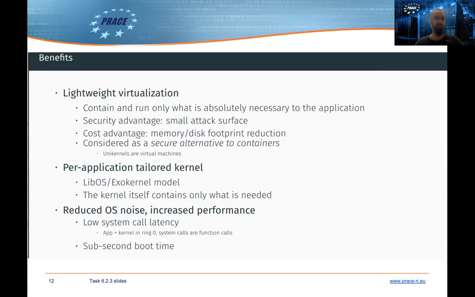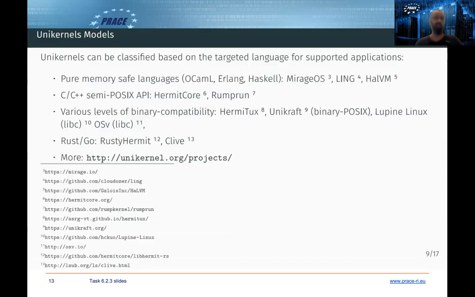There are a lot of benefits. Lightweight virtualization contains only what is necessary, a per-application tailored kernel, and reduced OS noise and increased performance by reducing system calls. There are several types of Uni kernels, pure memory safe languages, C or C++ if you want to do some development, various levels of binary, and Rust or Go Uni kernels. And there are the links for different types of Uni kernels. Everything can be found here at unikernel.org.